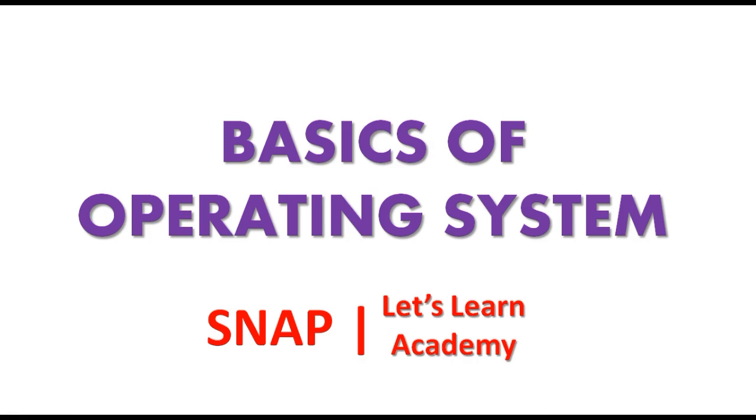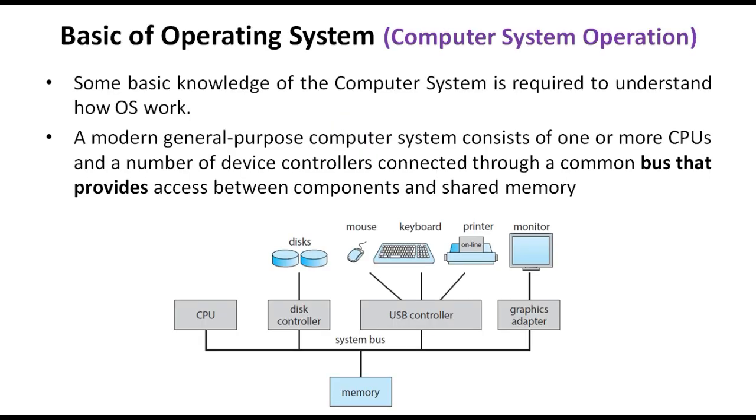In this lecture we will understand the basics of operating system. In the previous lecture we discussed the introduction of operating system, types of operating system and functions of operating system. Before we can explore the details of how a computer system operates, we need a general knowledge of the structure of a computer. So in this basics of operating system, first of all we will understand computer system operation. Some basic knowledge of the computer system is required to understand how the operating system works.